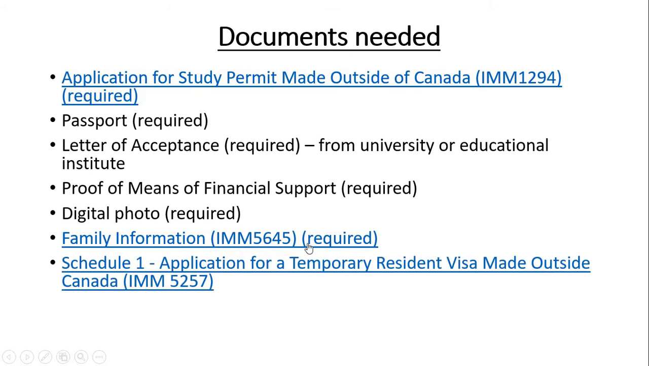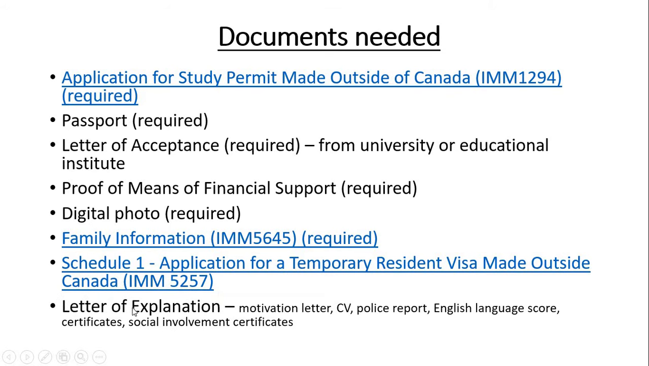I'll show you how to do that. And you also need to fill Schedule 1, application for a temporary resident visa made outside of Canada, which is called IMM 5257. And I'll show you how to get this application and how to fill this application.